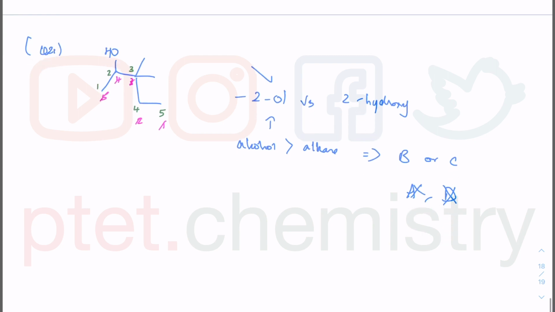Between B and C, you need to look at where your alkyl chain is. It is at position 3, and there are 2 of them. So this is called 3,3-dimethyl. Overall, your compound name will be 3,3-dimethylpentan-2-ol, because there are 5 carbons in the longest chain. OH is at position 2, so it's 2-ol. You've got 2 methyl groups at position 3,3, so obviously this is 3,3-dimethyl pentan-2-ol, which is option C there.